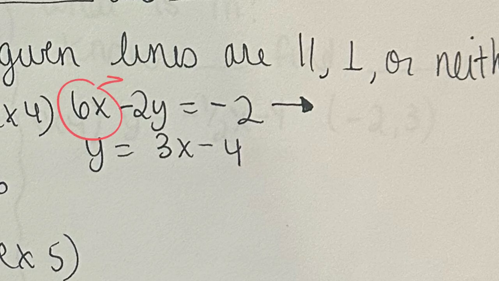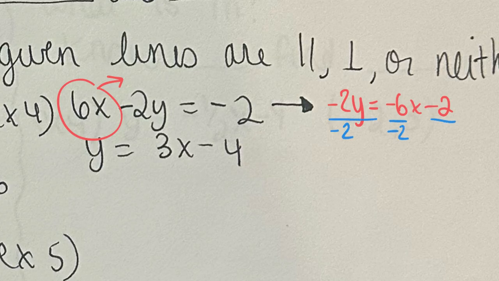So I'm going to move my 6x to the other side. That leaves me with negative 2y equals negative 6x minus 2. Then I'm going to divide everybody by negative 2. And I end up with y equals 3x plus 1. Now I can say this has a slope of 3, this has a slope of 3, therefore they are parallel. But I couldn't tell that they were parallel until I rearranged the top one.